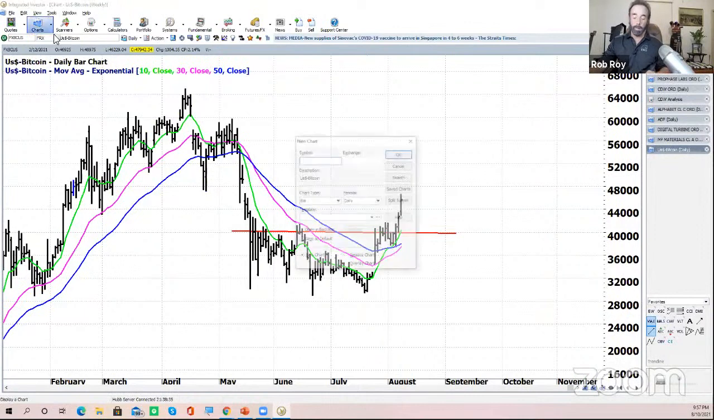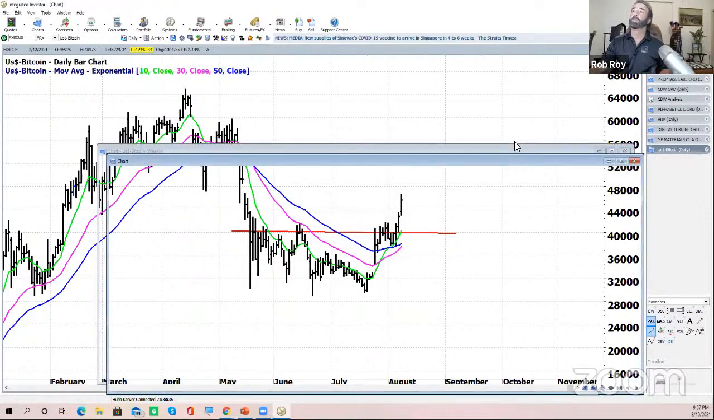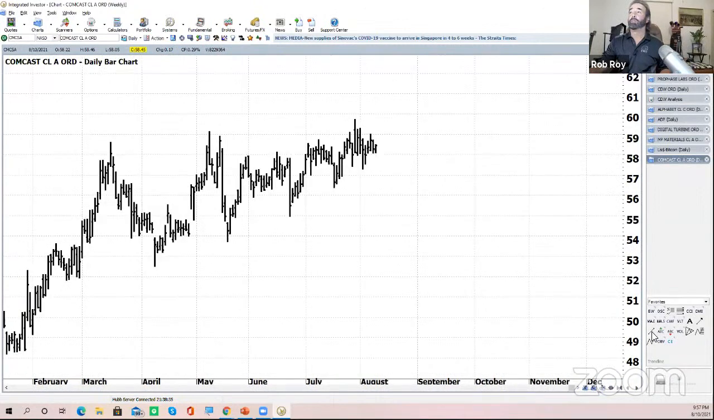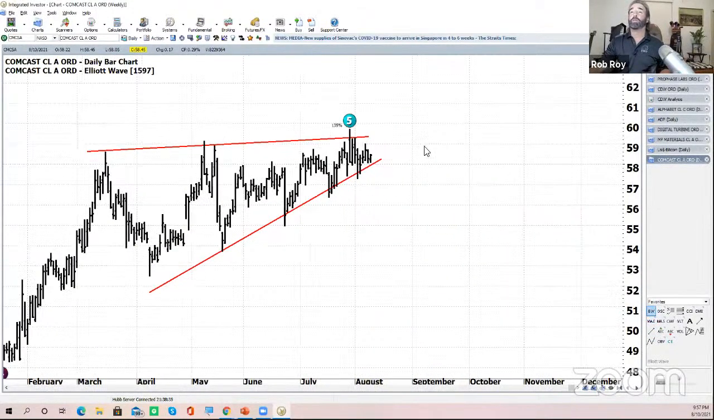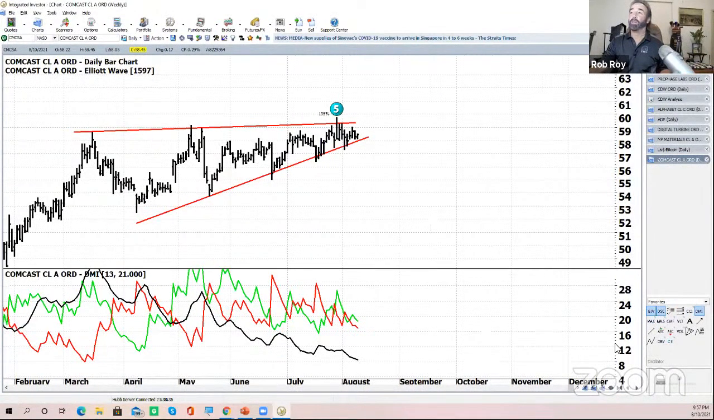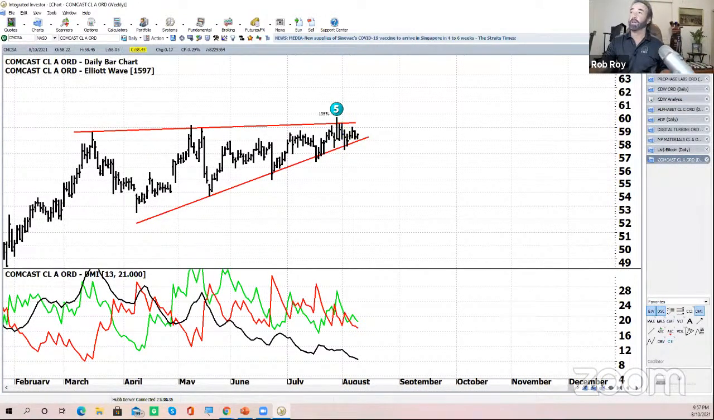CMCSA. Comcast. Been around for a while. Well, that's probably diagonal as well. You see the wave 5 at 135%. Let's see what the DMI looks like. Yeah, that's just massive consolidation. The ADX is below 13. So if the options are good there, that'd be a great strangle. Examine the options and see.